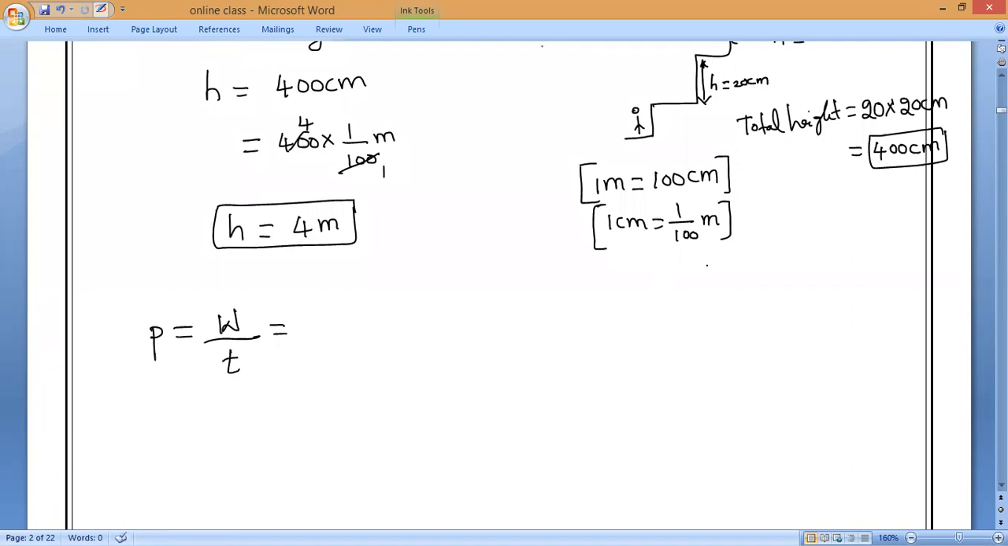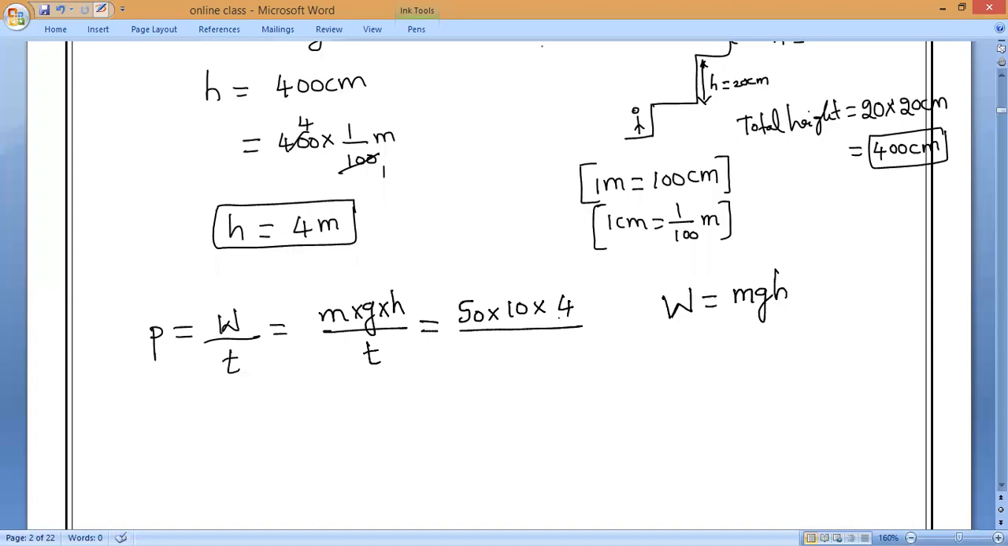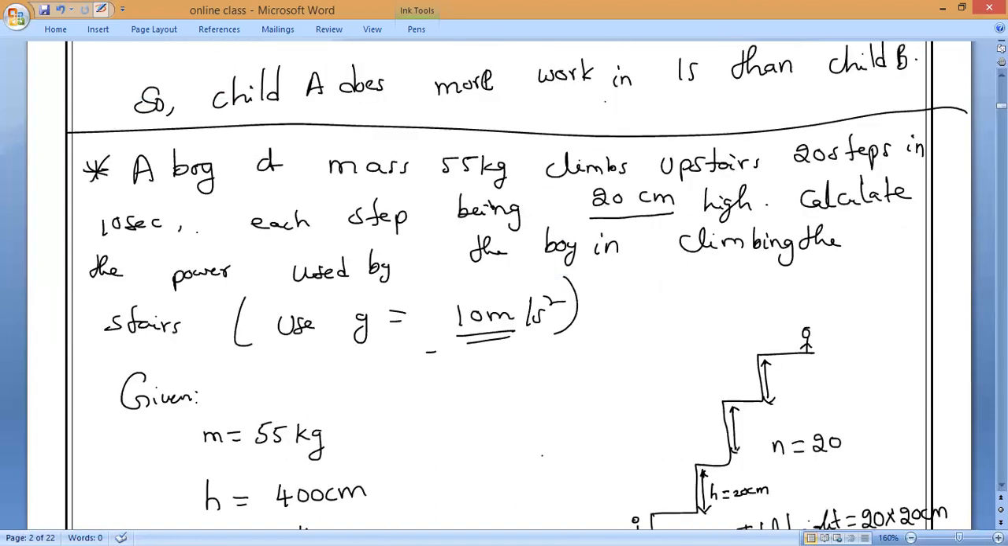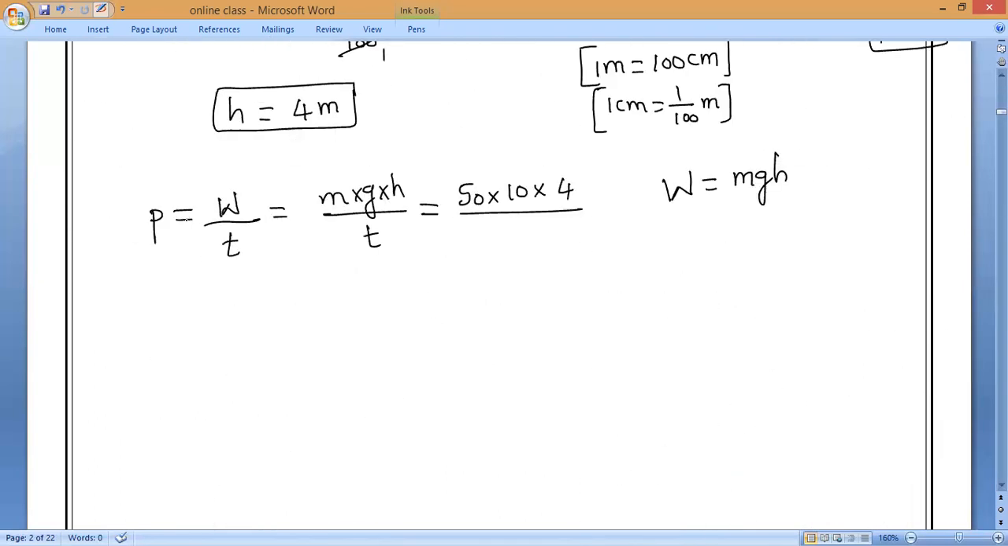So working against gravity means what is the work done formula? Work done is equals to mgh. So m into g into h divided by time, which is equals to mass equals to 50, g is equals to 10, h is equals to 4 divided by time. How much have they given? 20 steps in 10 seconds. So you can cancel 10, 10. So 5 fours are 20. So 200. What is the unit of power?